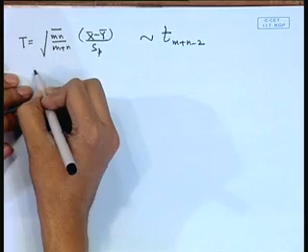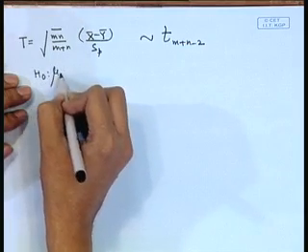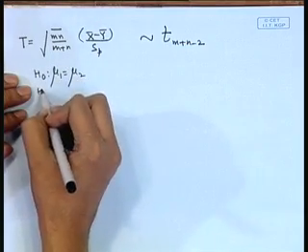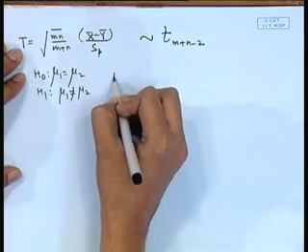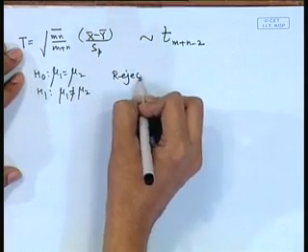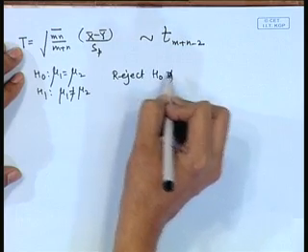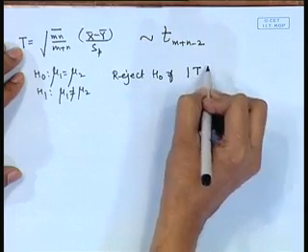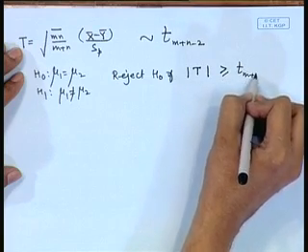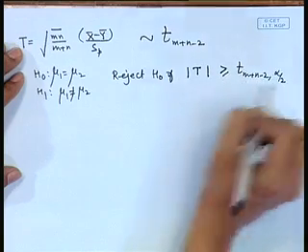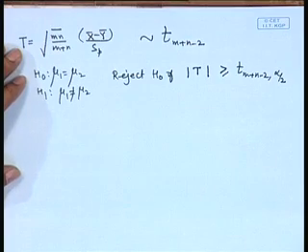So, for H naught: mu 1 is equal to mu 2 against mu 1 is not equal to mu 2, we can consider the test as reject H naught if modulus of T is greater than or equal to T m plus n minus 2, alpha by 2. So, this is the level alpha test here.